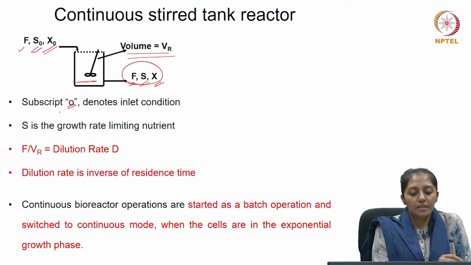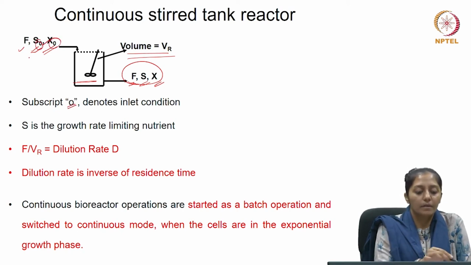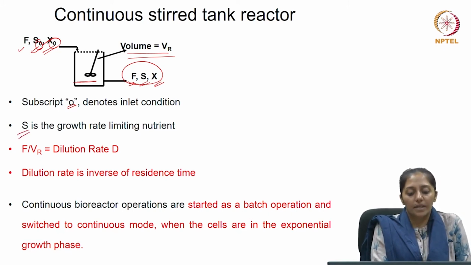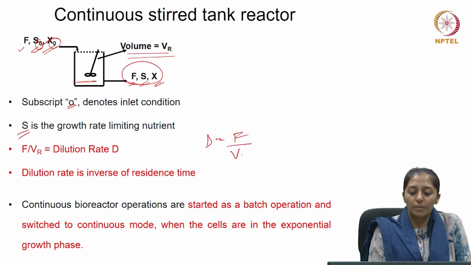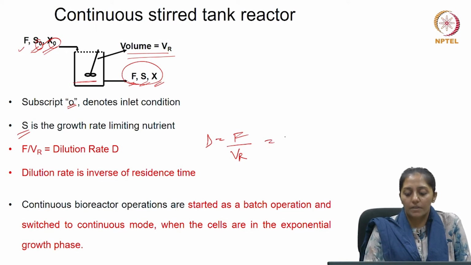So, 0 denotes the inlet conditions as a subscript. S is the growth limiting substrate. So, we know now the dilution rate is F by V. Here, because the volume is VR, the dilution rate can be given as F by VR, which is the inverse of the residence time of the reactor.